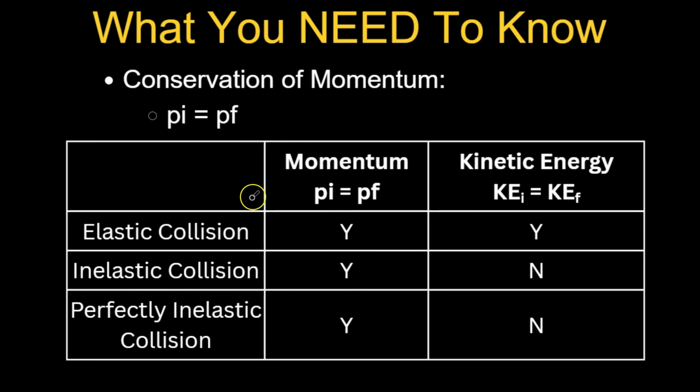Now let's take a look at a few different types of collisions. First, we have elastic collision, where the momentum is conserved and the kinetic energy is also conserved. We have inelastic collision, where the momentum is also conserved, but the kinetic energy is not conserved. And a perfectly inelastic collision is where the two objects collide and they stick together. Momentum, once again, is conserved and kinetic energy is not conserved.